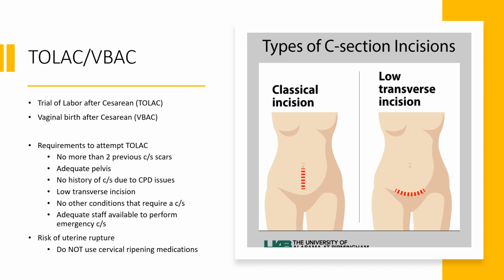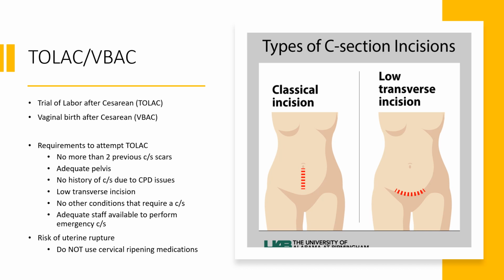So a VBAC would be a successful TOLAC. Okay? So if a patient comes in, let's say she's pregnant again and she has a history of a C-section, there are some requirements that she needs to meet in order to attempt a TOLAC. The first one is that she can have no more than 2 previous C-section scars. In fact, a lot of places only say 1. She needs to have an adequate pelvis.